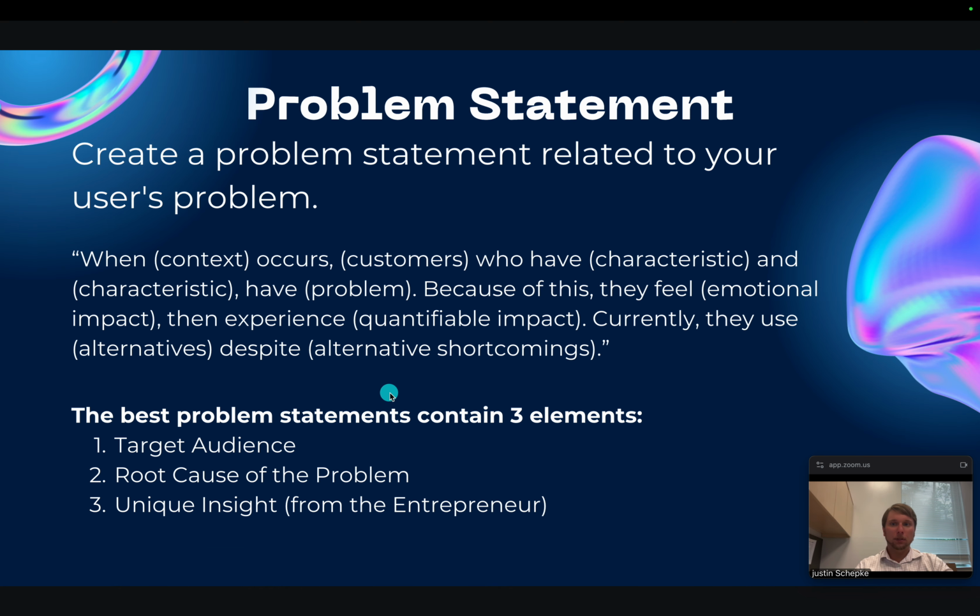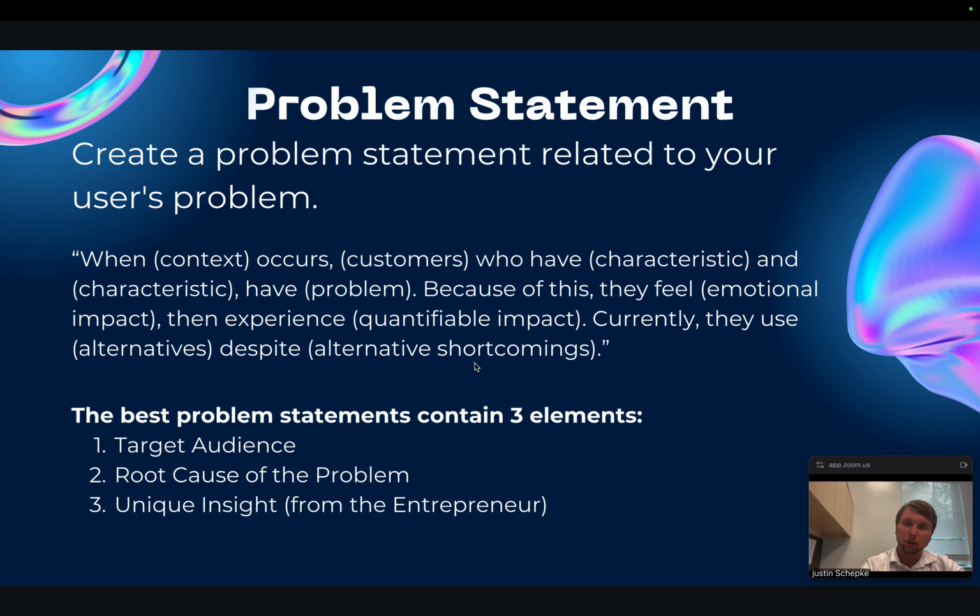Create a problem statement related to your user's problems. This is a pretty quick slideshow. The idea is: when context occurs, customers who have a characteristic have a problem. Because of this, they feel an emotional impact, then experience a quantifiable impact. Currently, they use these alternatives despite the alternatives' shortcomings.